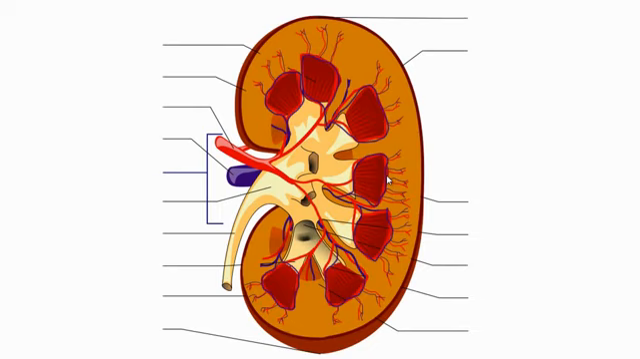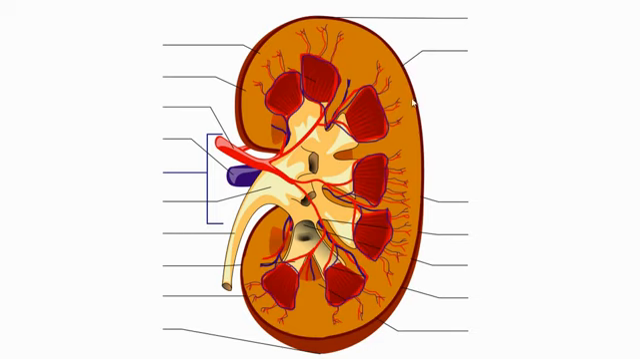So we're looking at a slice of the left kidney here, and you can see the renal artery, the renal vein, and you can see the ureter and the renal pelvis at the hilum. So as the renal artery approaches the hilum, it splits into two branches. So you've got an anterior branch and a posterior branch. So these branches then split further into segmental arteries. These segmental arteries then pass up along the renal columns.